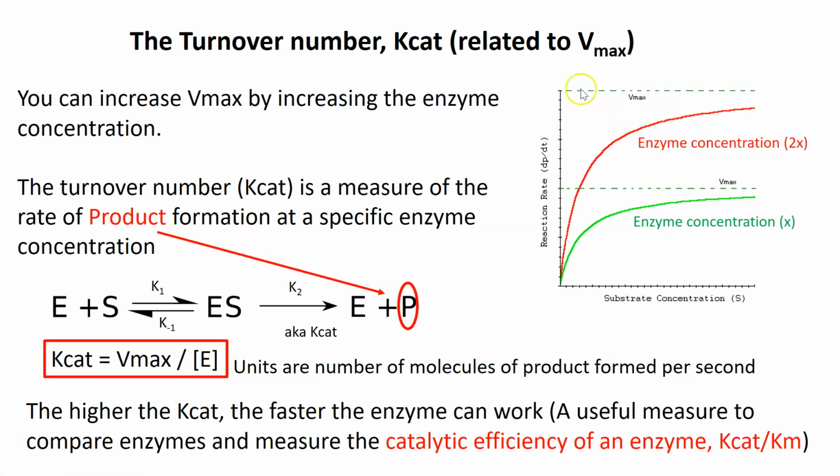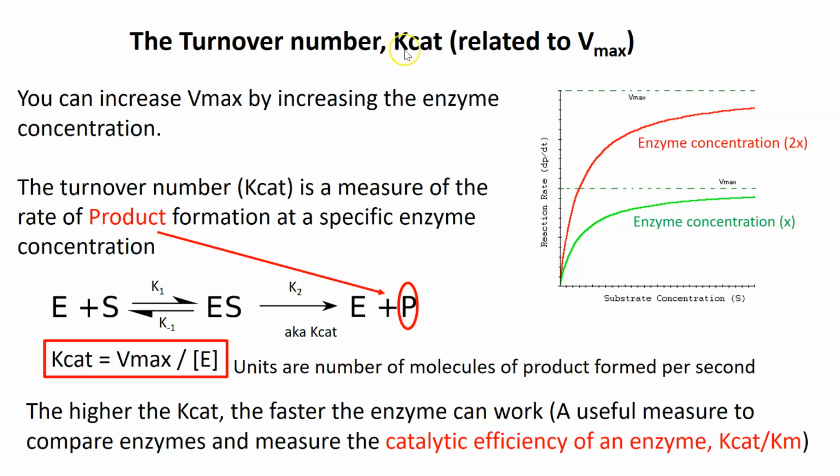This graph just demonstrates what I was talking about before. This is the Vmax for an enzyme concentration of 1x, and now if we have an enzyme concentration where we double it, we can increase Vmax. This is what I mean when I say that you can increase Vmax by increasing the enzyme concentration.